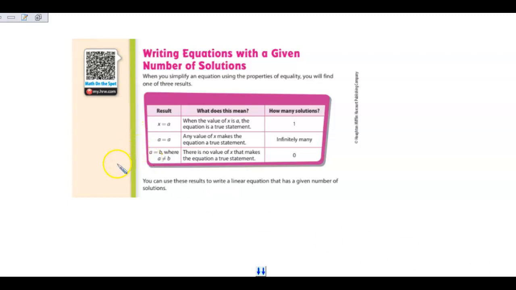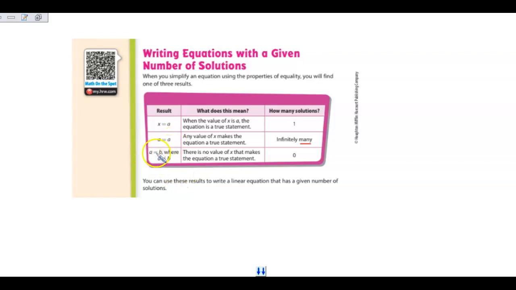When you're writing equations with a given number of solutions, you can use the property of equality. You'll have one of the 3 results. So if x equals a number, we know that it's a true statement, and we know that it is one solution. If a equals a, where it's the same on the left and the right side of the equal sign, that's infinitely many, and a lot of times we just call that many.